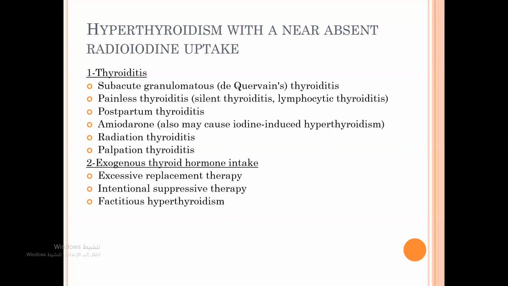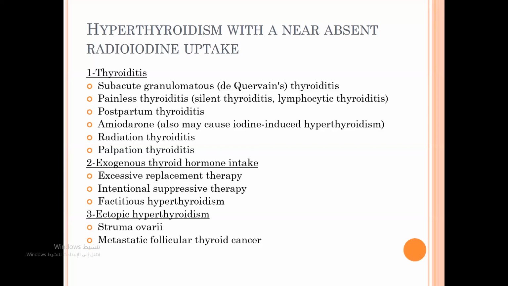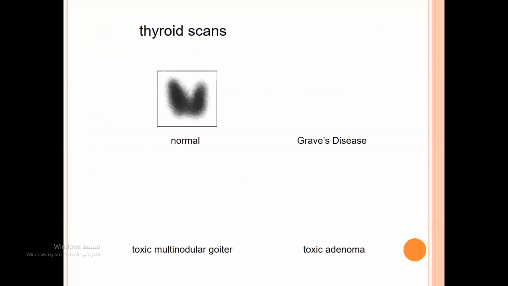The second category is called exogenous thyroid hormone intake, and the differential diagnosis here includes excessive replacement therapy, intentional suppressive therapy, and factitious hyperthyroidism. And we mean by factitious hyperthyroidism, if somebody is using levothyroxine, for example, from outside, either from a healthcare provider who has an easy access to medication, or some patients may be using levothyroxine to lose their weight, and again maybe it is available in some herbal medications or herbal drugs. So this is also under the category of factitious hyperthyroidism. Finally, we have ectopic hyperthyroidism, two differential diagnoses including struma ovarii and metastatic follicular thyroid cancer.